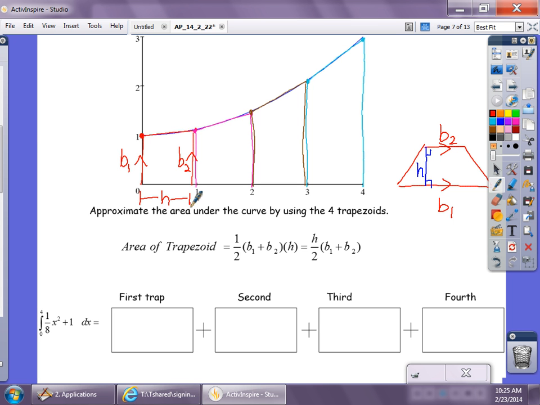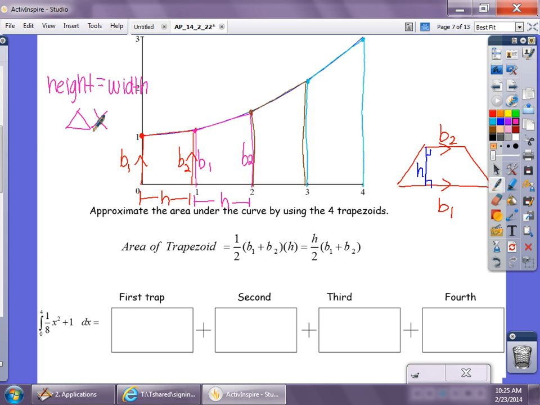And then the pink one, if you want to do it again, I'm only going to do it for the first two, that would be base 1, that would be base 2, and then that would be the height. So what you'll notice is that the height of the trapezoid is kind of like the width of the rectangle. It's also that delta x, the change in x's.